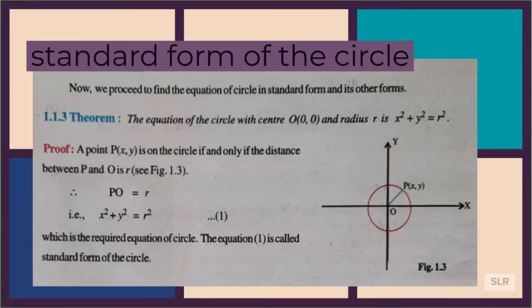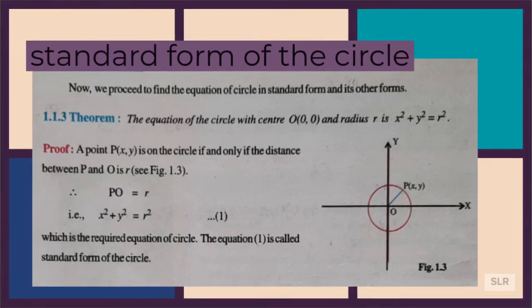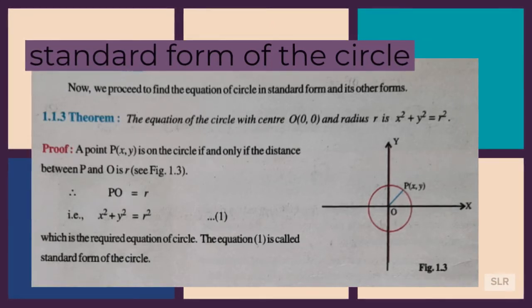Standard form of the circle. The equation of the circle with center at the origin (0, 0) and radius r is x square plus y square is equal to r square.